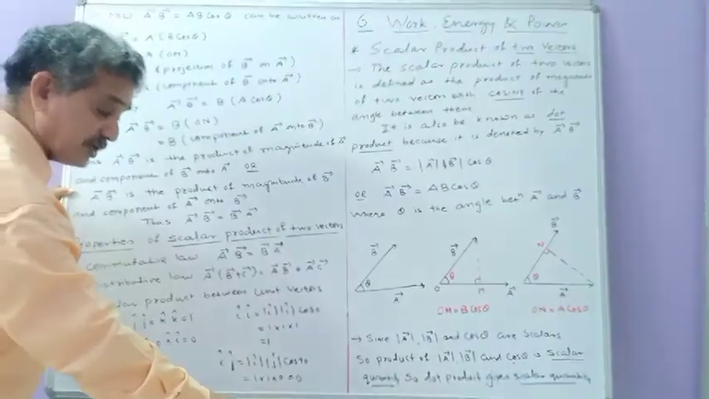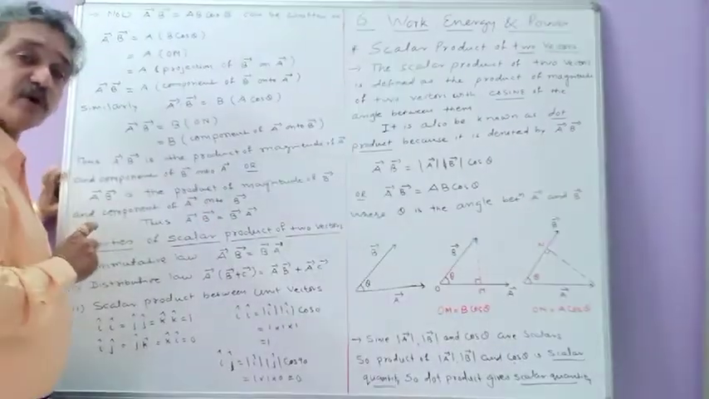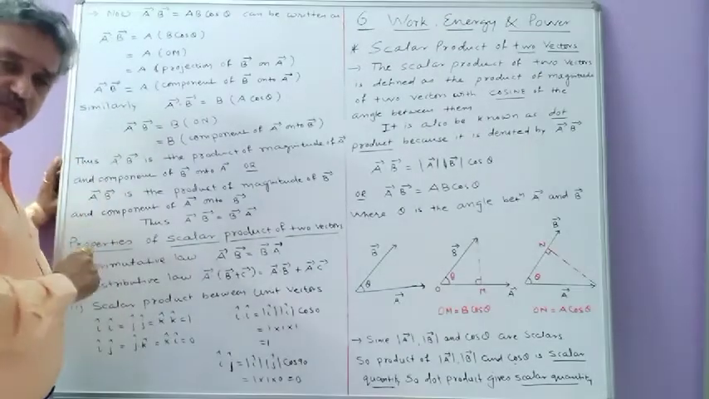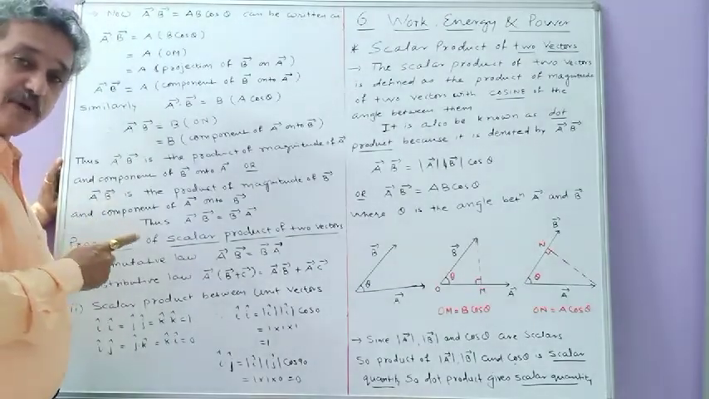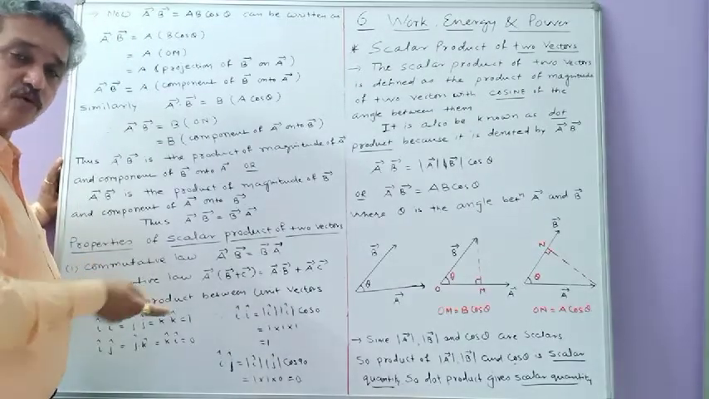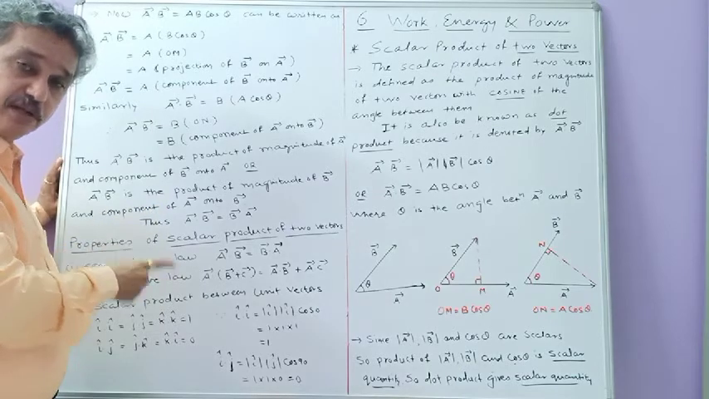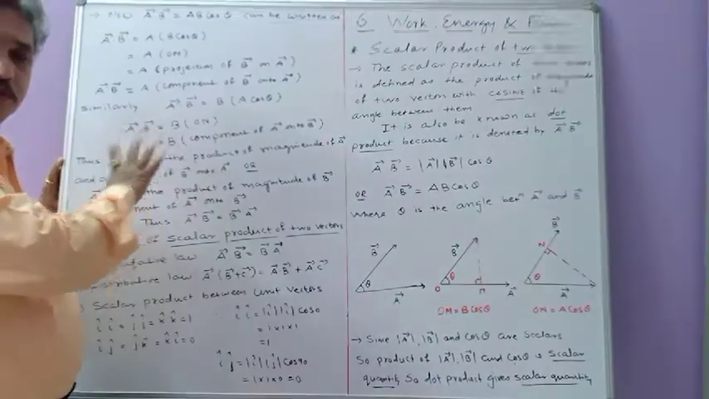So another definition of dot product or scalar product. The scalar product of two vectors is defined as the magnitude of any one of the two vectors and the component of the other vector taken in the direction of the first vector.